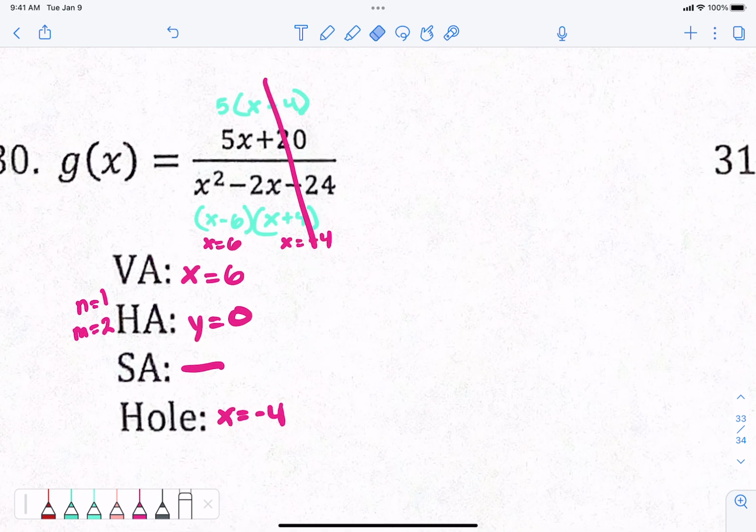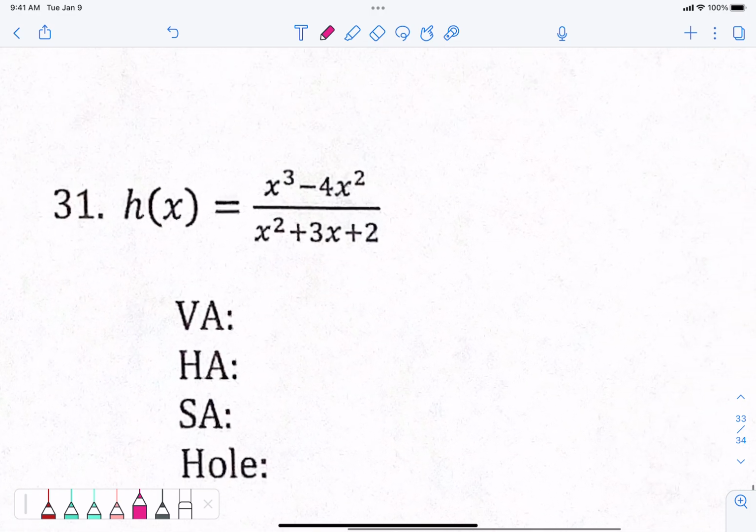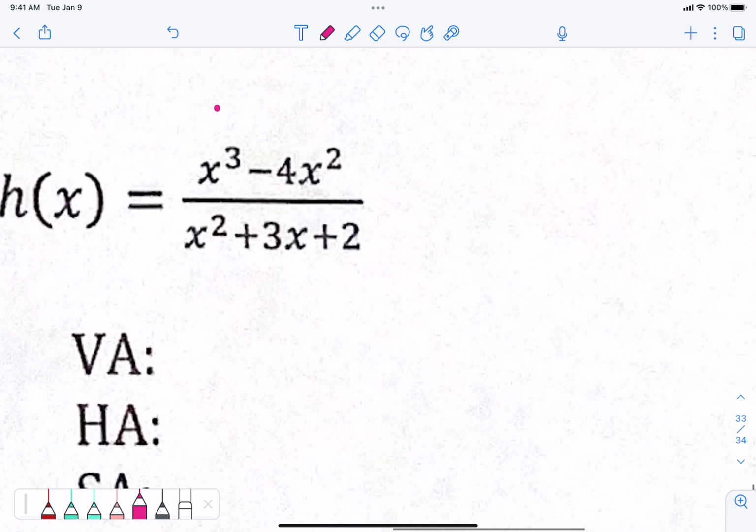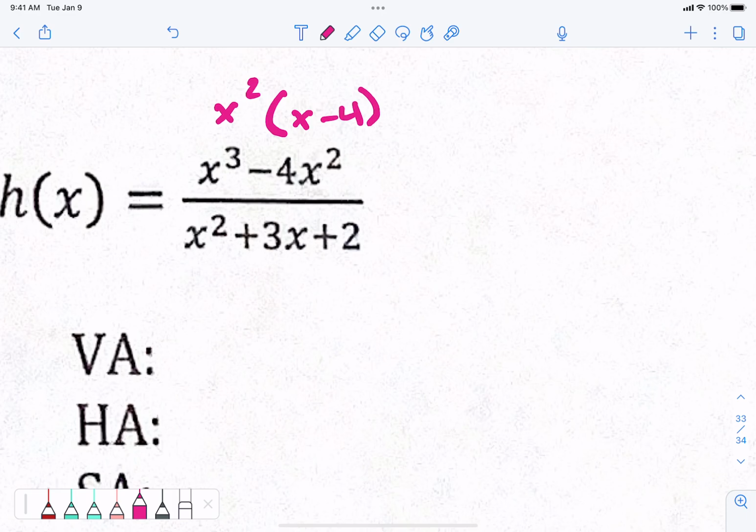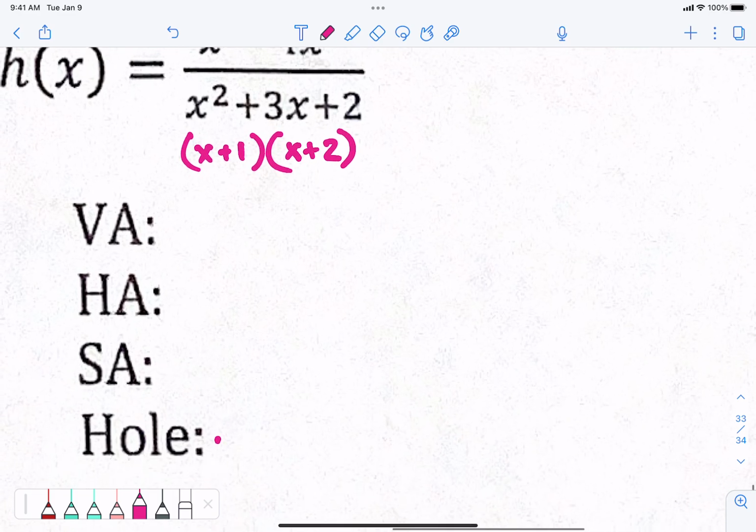When I tackle these, I factor them down to begin with, because then it makes it easier for me to see holes versus vertical asymptotes and stuff. Number 31. Take out an x squared. X minus 4, x minus 4. On the bottom, multiply to get 2, add to get 3. 1 and 2. X plus 1, x plus 2. Any holes? No holes. So vertical asymptotes at -1 and -2. We're getting better at these, right? Okay.